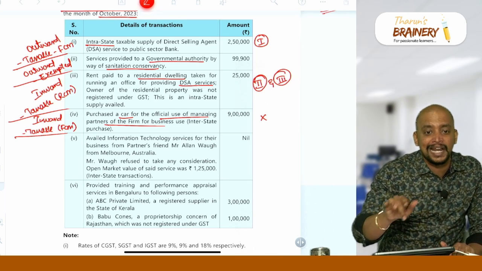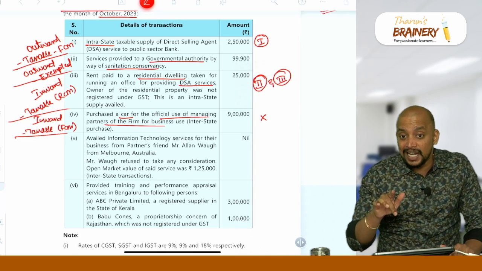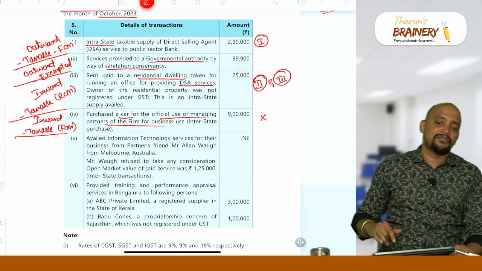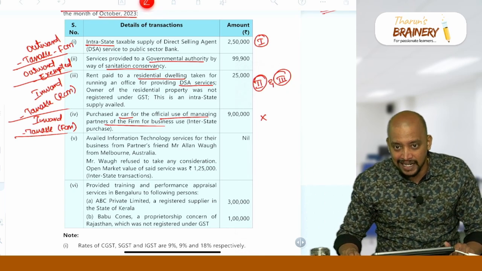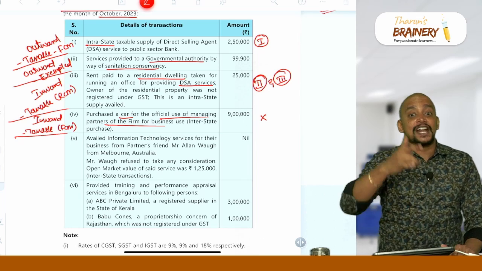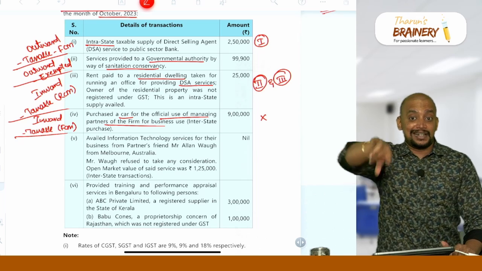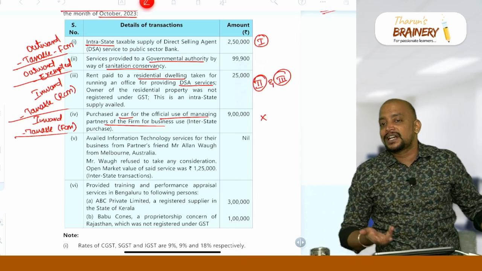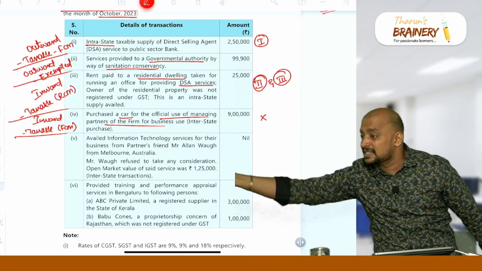What is the note that you will write? As per section 17 subsection 5 of the CGST Act, blocked credits are in section 17 subsection 5. A car or motor vehicle purchased, used for transportation of passengers with seating capacity not exceeding 13, is a blocked credit and it is not covered under the exceptions. Therefore, ITC is not available.